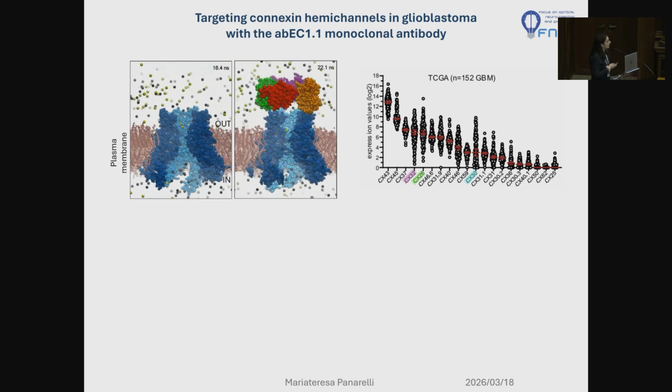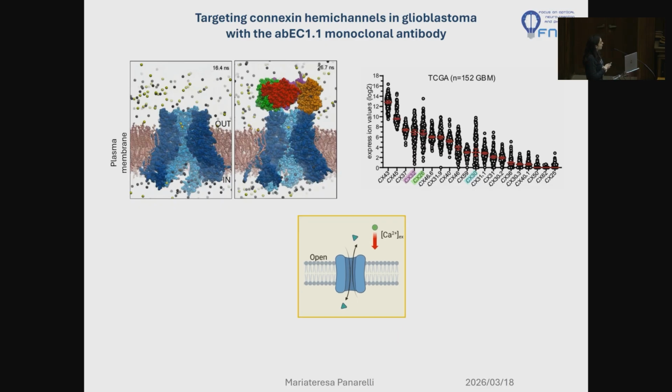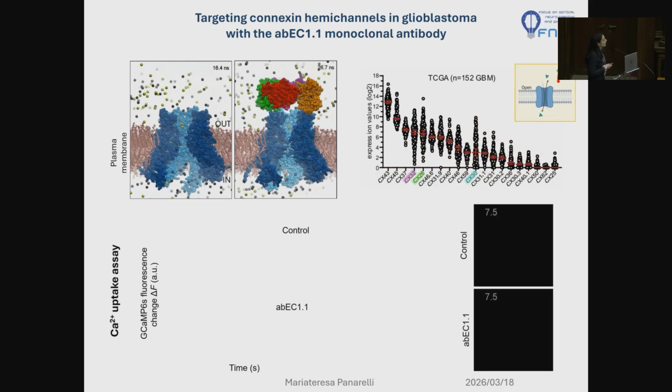binding stoichiometry. So what we did was we wanted to understand the effect of ABEC on connexin hemichannels expressed in glioblastoma. And to do so, we mainly made functional assays, which are based on the well-known fact that by lowering the extracellular calcium concentration, we can increase the open probability of connexin hemichannels. So one of the first assays that we performed was a calcium uptake assay.